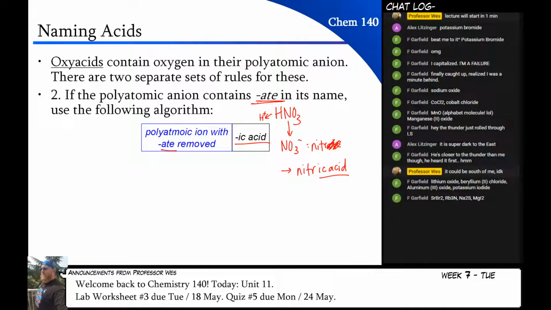There should be a space there. It's a little unclear. Let me fix that. There, that's a little more obvious.